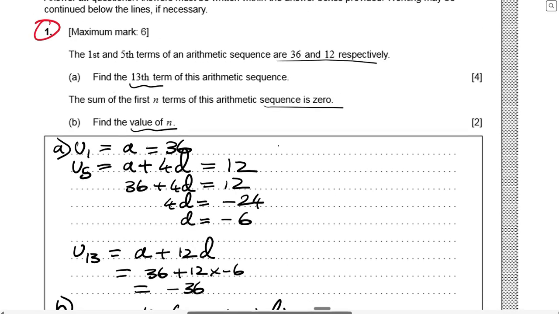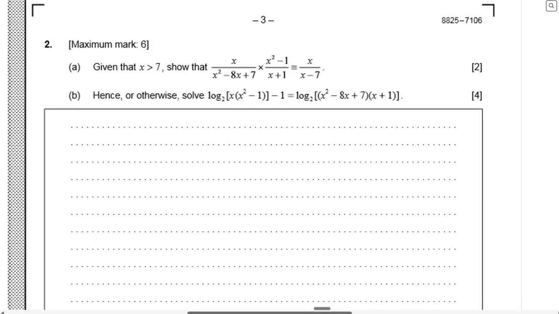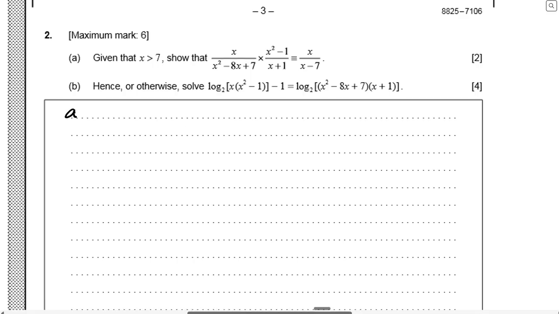And that is it for 1. Alright, on to question 2, and we have part A. Given x is greater than 7, show that these are equal.